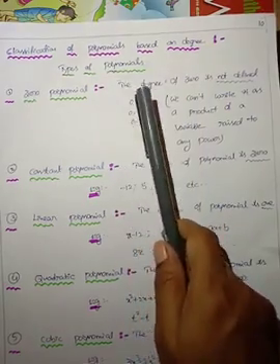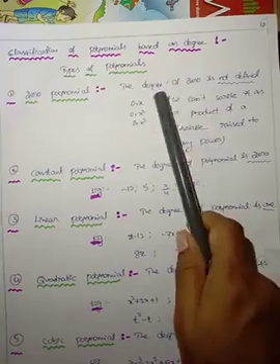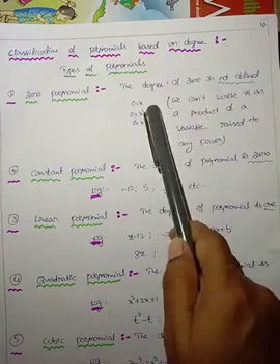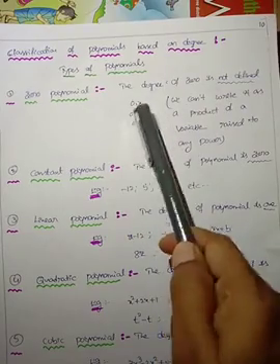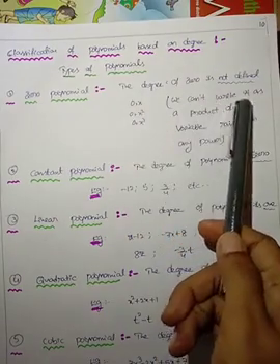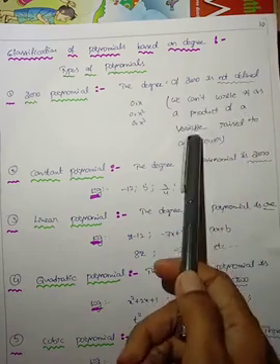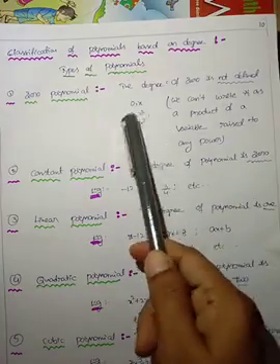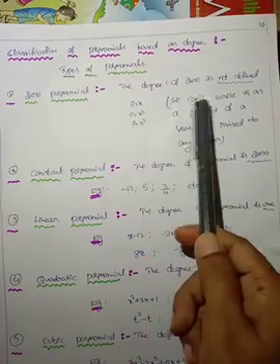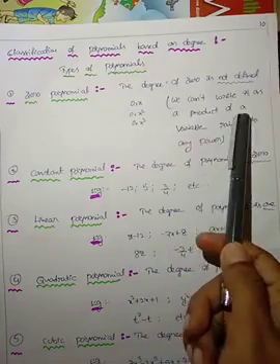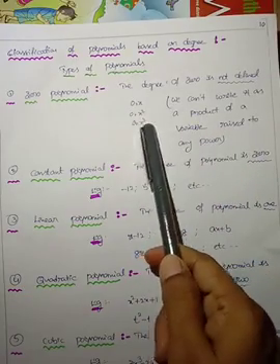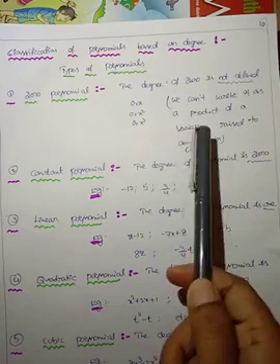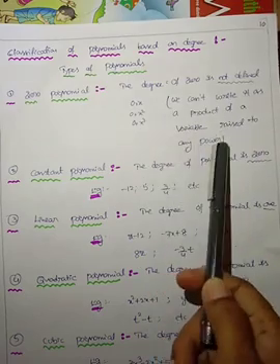The example of a zero polynomial is 0. The degree of 0 is not defined because 0 times x, 0 times x square, 0 times x cube, we can't write it as the product of a variable raised to any power.